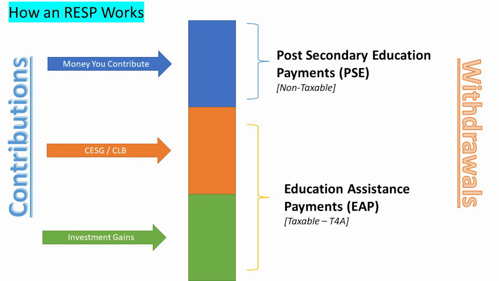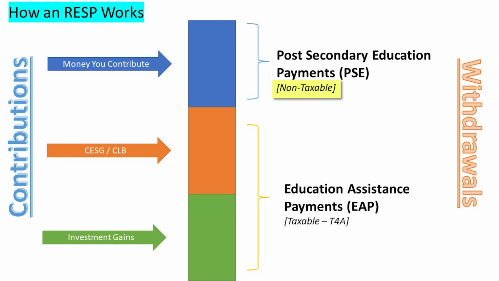Withdrawals of the government grants or bonds are known as the education assistance payments, or EAP, and they can only be sent to the beneficiary. The subscriber has to provide proof of enrollment to the financial institution holding the RESP before being able to allow access to the funds.